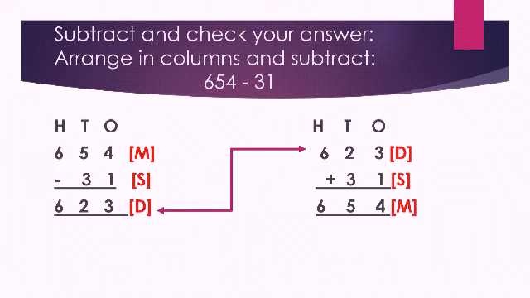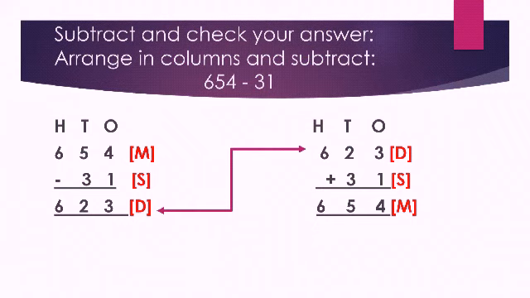4 minus 1 is 3. 5 minus 3 is 2. Below 6 there is nothing, so 6 will come down. Now 623 is your answer. 623 is your difference. Now to check, you have to add the difference and the subtrahend.